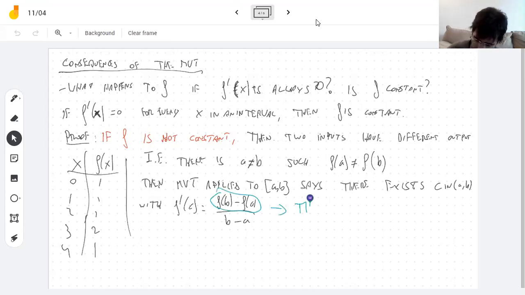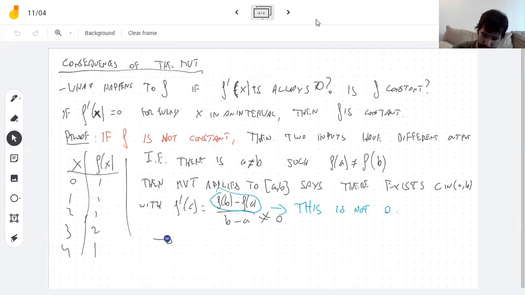And if the numerator of a fraction is not zero, what can we say about the whole fraction? It's not zero. Dividing by B minus A makes sense because B is not A. The denominator is also not zero. You divide something non-zero by something non-zero, you can't get zero.